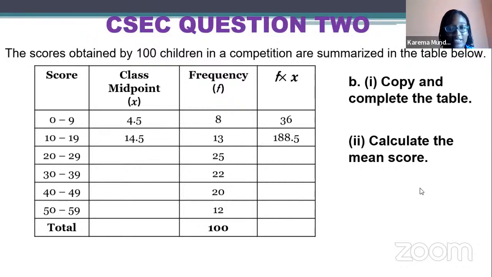All right, so Dexton says 24.5. Awesome. For 20 to 29. How did you get that? May I just ask, Dexton, how did you get 24.5? What did you use to arrive at that answer? Yeah, 20 plus 29, okay, and divided it by 2, all right? That's one approach, and there's another way that you can double check, just in case you made an error in a calculation. We gave another strategy that you could use to check if your class midpoint is correct.